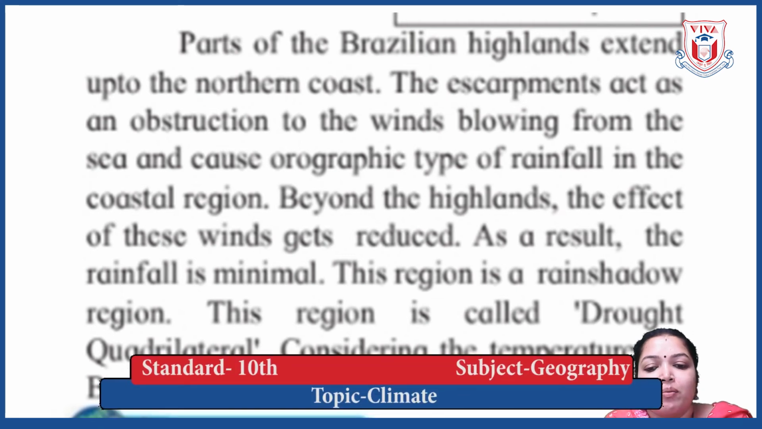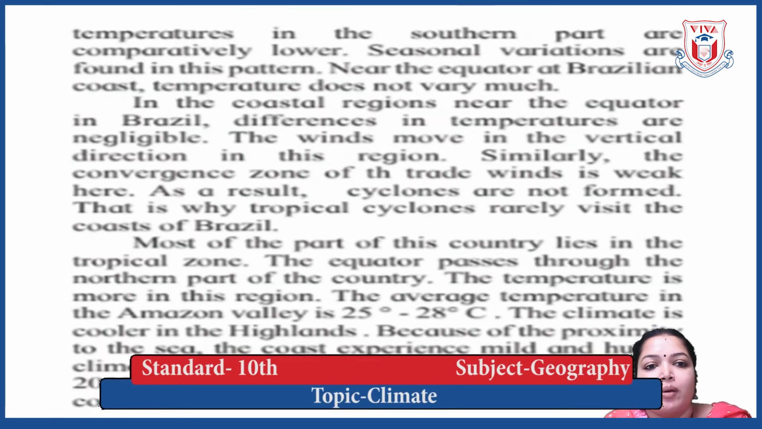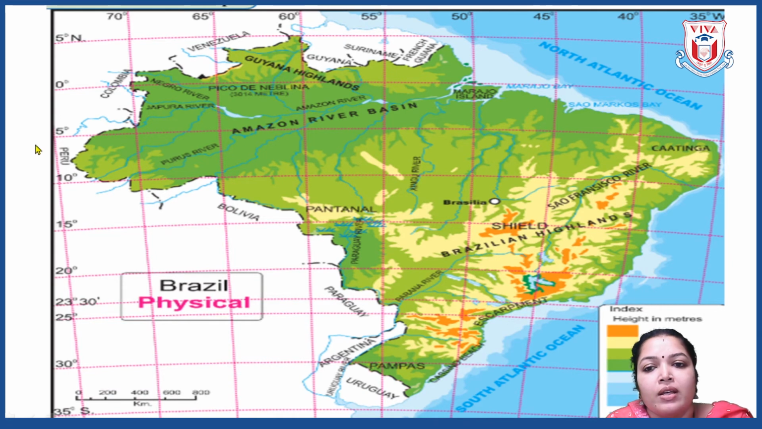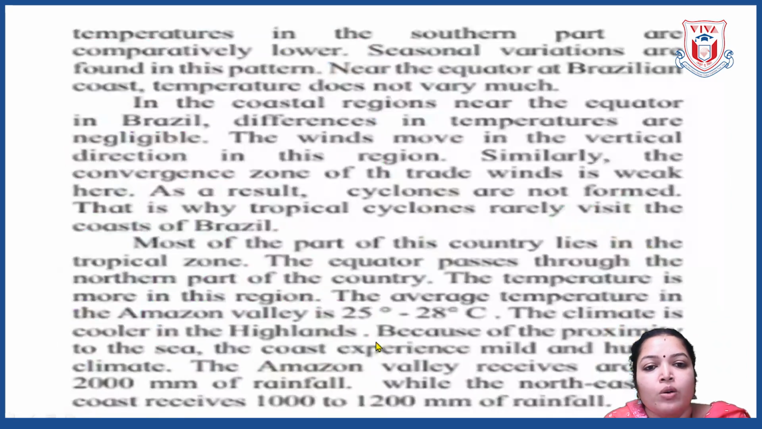Now, considering the temperature in Brazil, the northern part of Brazil is hot, while the temperature in the southern part is comparatively lower. What is the reason behind it? Again, the reason is the same. This is the northern part of Brazil. Here, because it is near the equator, it is hot, and the southern part, as we move away from the equator, is comparatively cooler. The seasonal variations are found in this pattern. Therefore, naturally there is a seasonal variation.